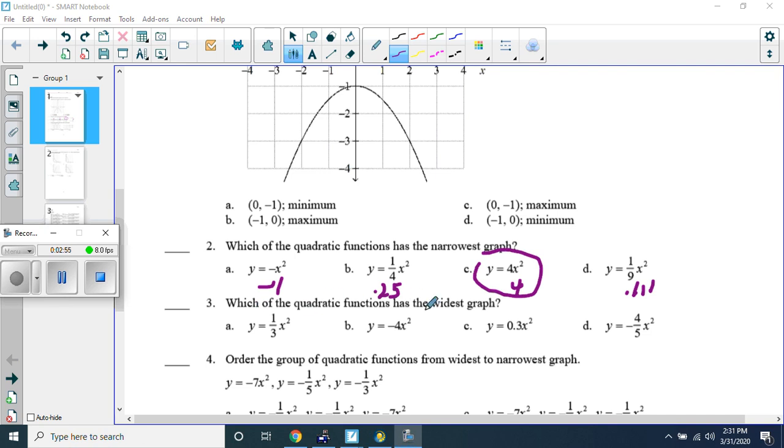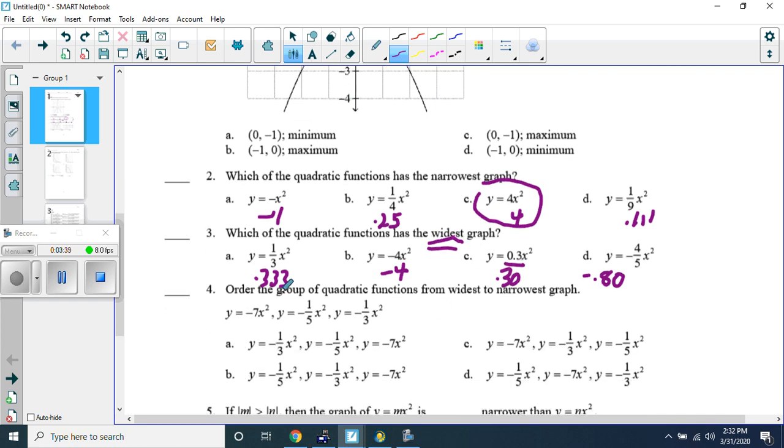Which quadratic function has the widest graph? So now we're looking for the smallest number. This number is 0.333 repeating. This number here is -4. This number is 0.3, and you could put a 0 after it if you wanted to. And 4/5 is 0.8, or -0.8. Now we're looking for the number, not the negative or positive. So the smallest one here, and you think of it as money, this would be 33 cents, this is $4, this is 30 cents, this is 80 cents. So the smallest number out front would be this, and that would make the widest graph.